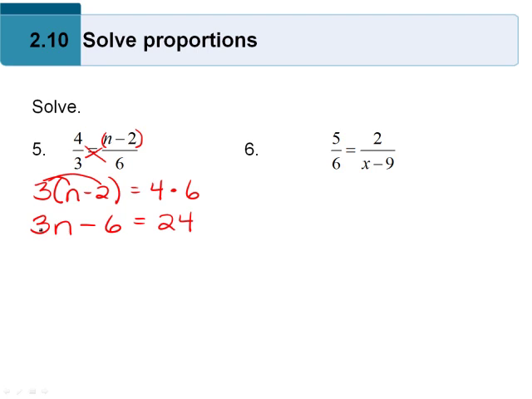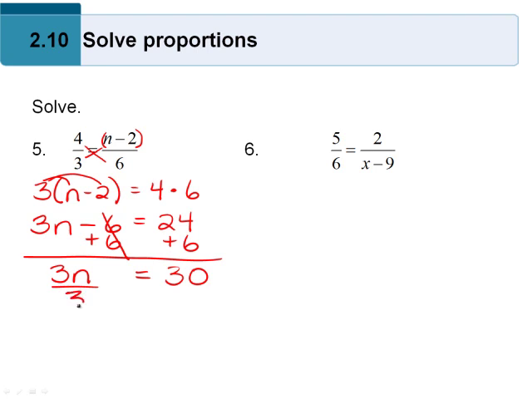So now we need to get rid of that negative 6, because remember, don't mess with the 3n yet. So we're going to add 6 to both sides, and the 3n comes down, the 6's cancel, and it equals 30. Now, last step, divide by 3. Oh, it's a messy 3. Sorry about that. n equals 10. That's a nice problem. I like that one. Okay? So, let's look at the next one.